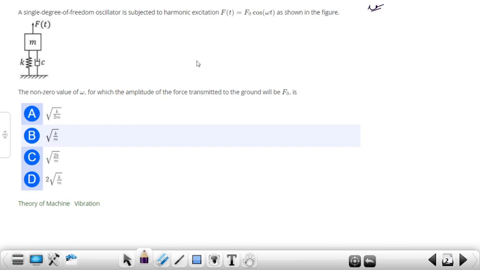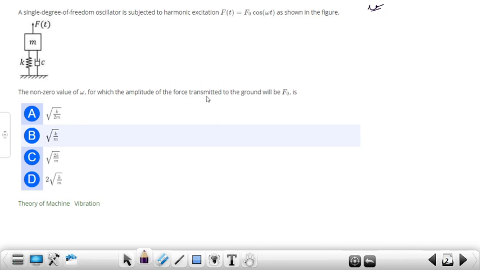The first question is: a single degree of freedom oscillator is subjected to a harmonic excitation F(t) equal to F naught cos omega t, as shown in the figure. This is the figure, with spring constant K and damper coefficient C, and this is the force. Then the non-zero value of omega, for which the amplitude of the force transmitted to the ground will be F naught. So we have to find the value of omega.